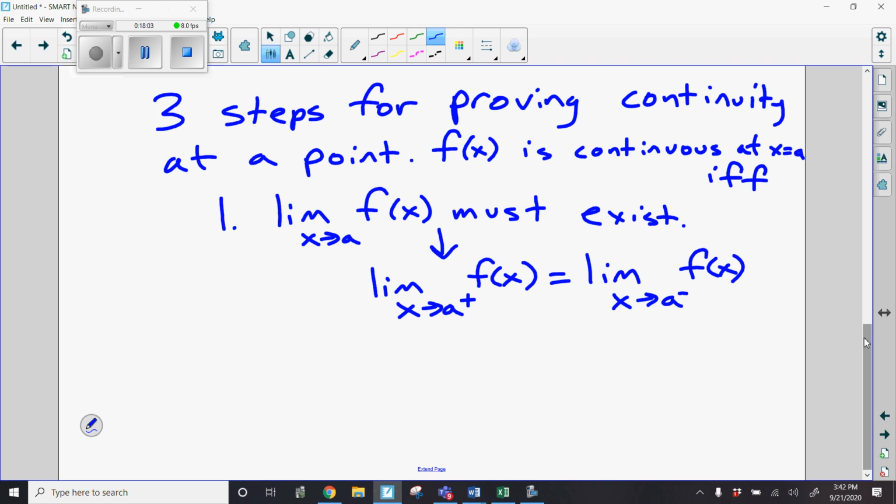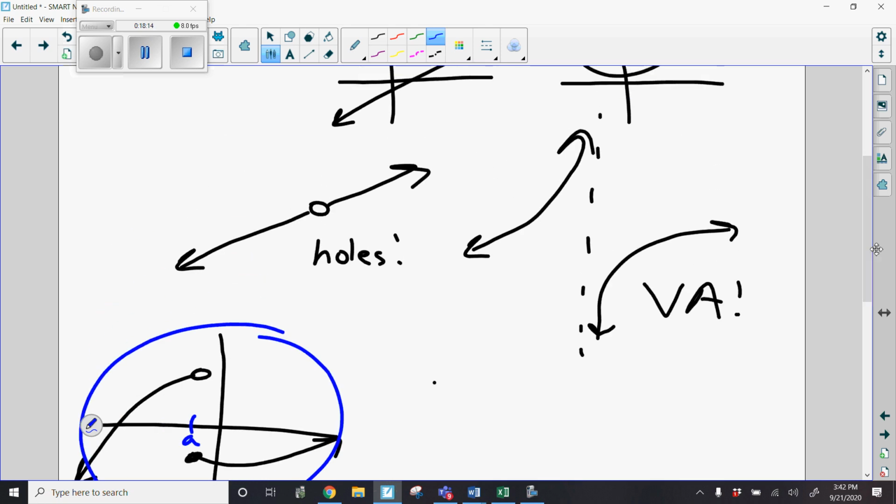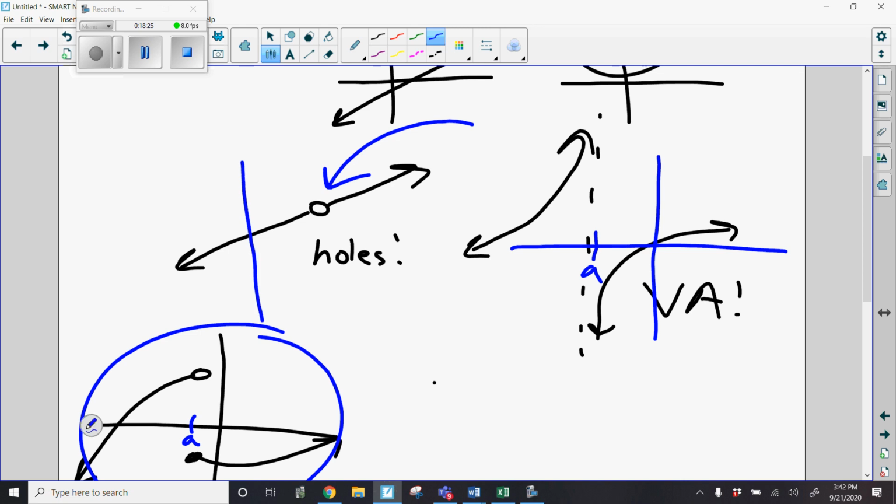However, take a look. That's not enough. Step 1 proves this is discontinuous at point A. But notice, it doesn't prove this one, because the limit exists there. But we know that that function is not continuous because it's got that hole in it. So what else do we need to prove here? Well, notice that function is undefined at A. So that's going to be step 2. The function must be defined at A.